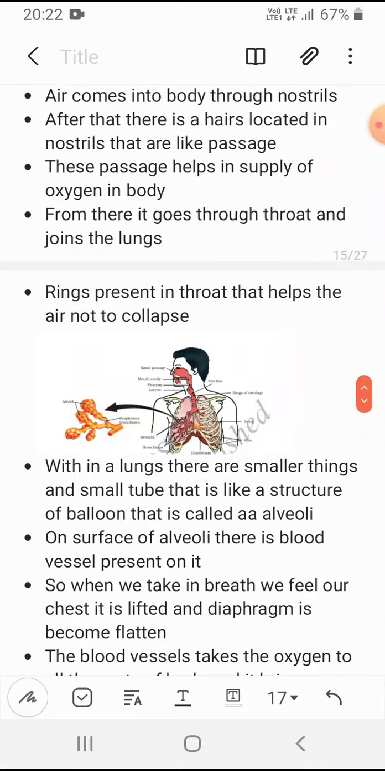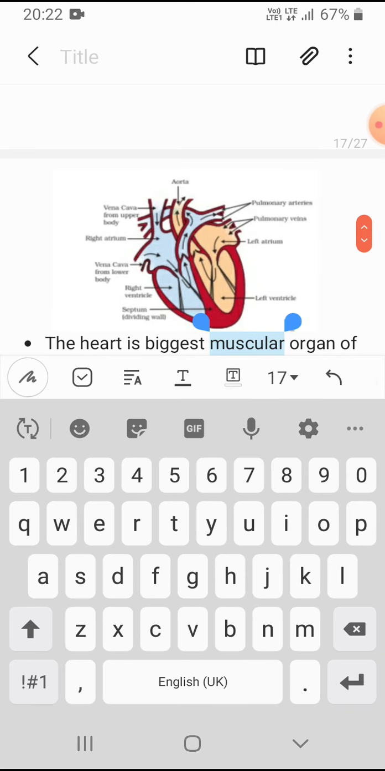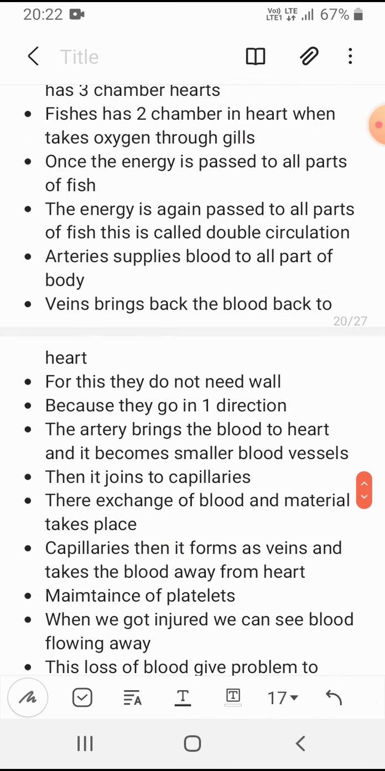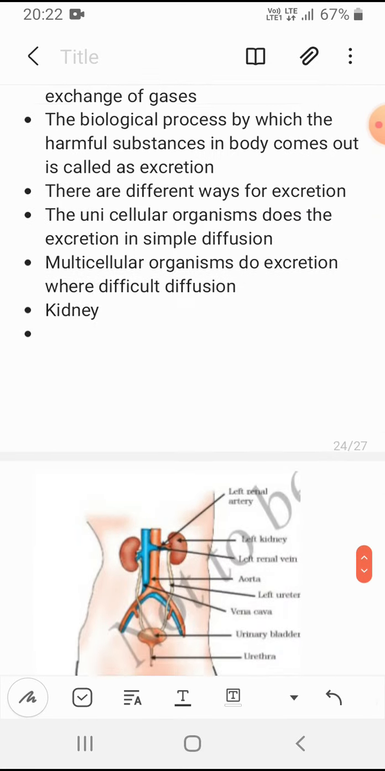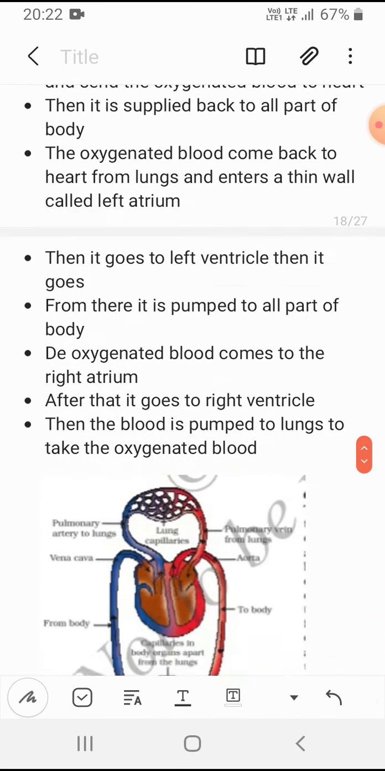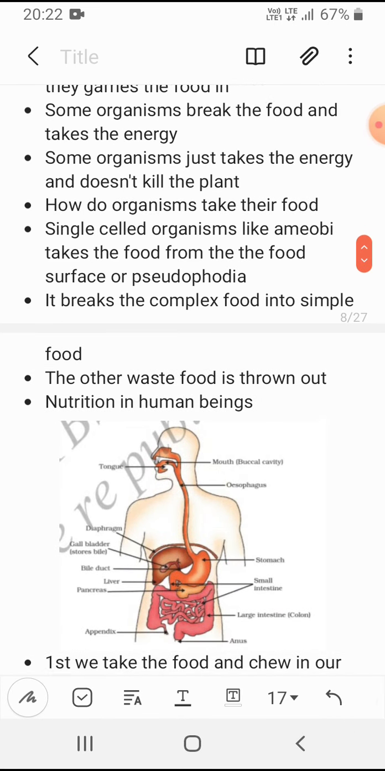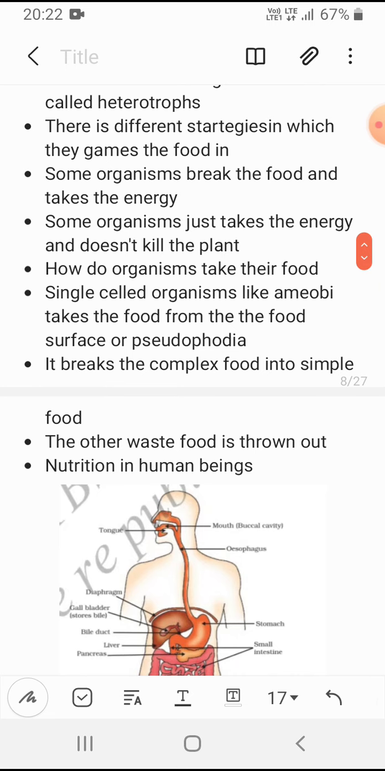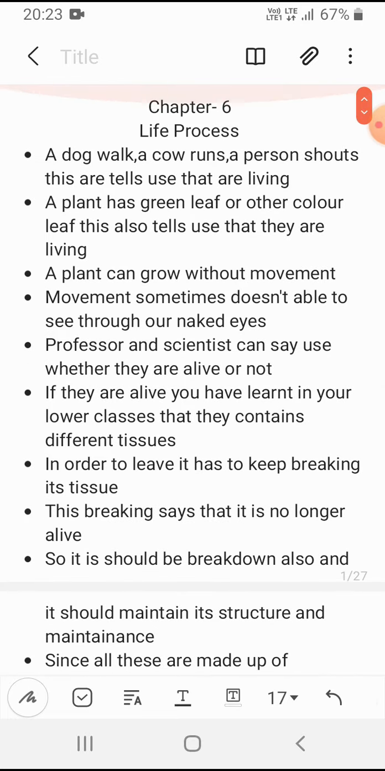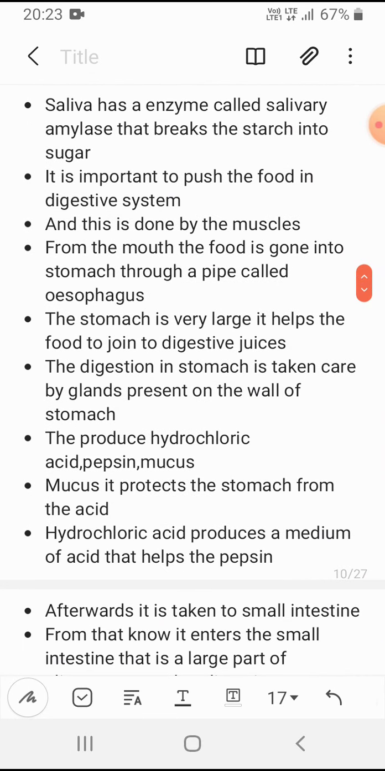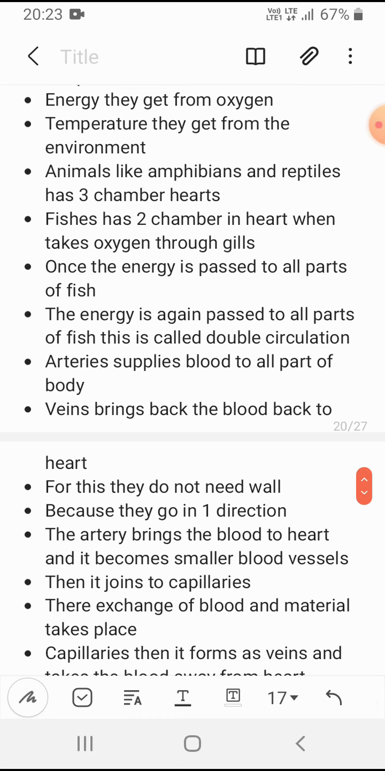So this was your chapter, the life process. In this chapter they may ask, draw the diagram and name the parts of the heart. They may ask the excretory system and Bowman capsule. And they may ask the human digestive system. Draw and explain, or draw and label the parts. Heart, digestive system and excretory system they will definitely ask.